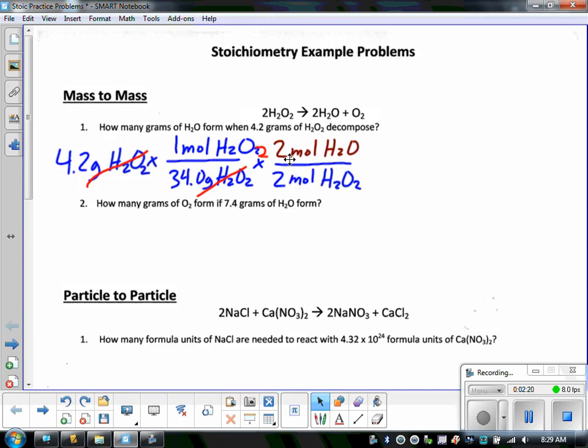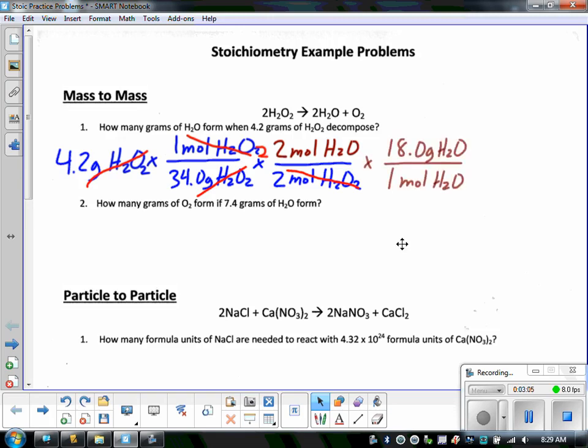Now, looking at the balanced equation, for every 2 moles of H2O2, there are 2 moles of H2O, what we're trying to get to. Again, looking at the units, moles of H2O2 are going to cancel. Now we're switching substances here. If we stopped there, we'd have 0.124 moles of H2O. But we don't want moles of water. We want to keep going. We want how many grams of water.